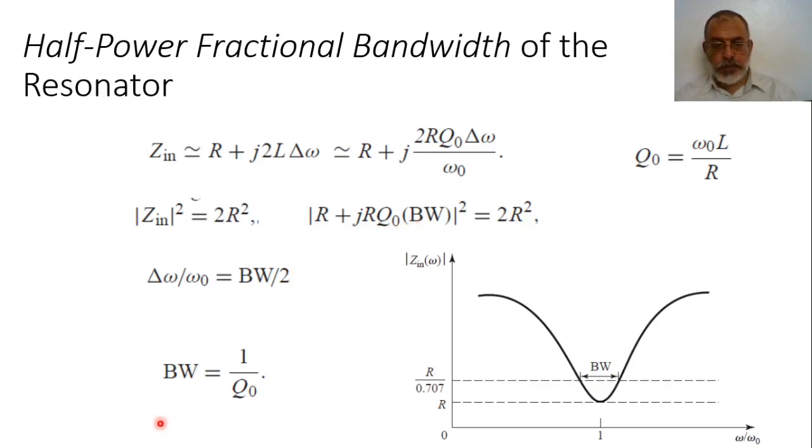Or, in other words, the operating bandwidth of the series resonant circuit is 1/Q0. So the bandwidth of the series resonant circuit is 1/Q0. Actually, the bandwidth of a series or parallel resonant circuit is 1/Q0. This is the half power fractional bandwidth of the resonator. Half power because the input power in this case is half of the maximum power in the case of the resonator. So this is the half power fractional bandwidth of the resonator. Okay. All right.